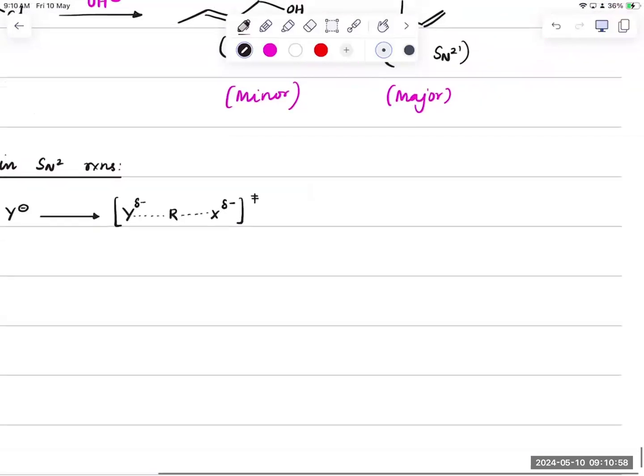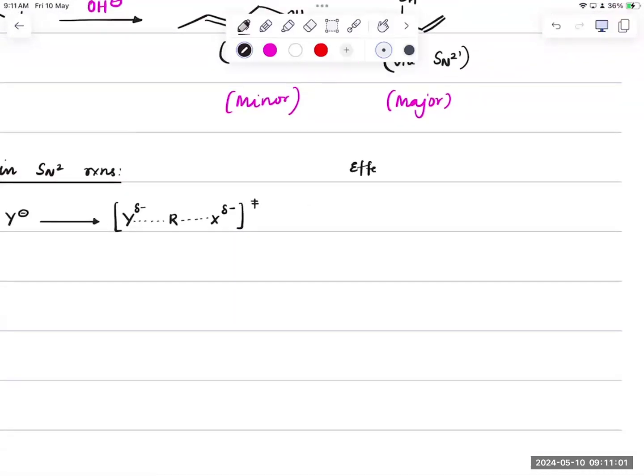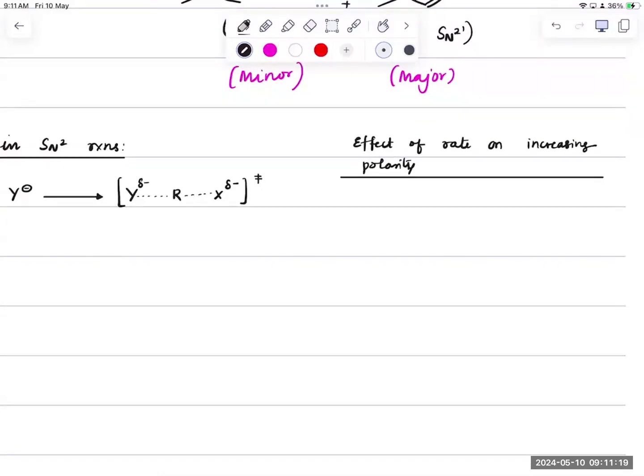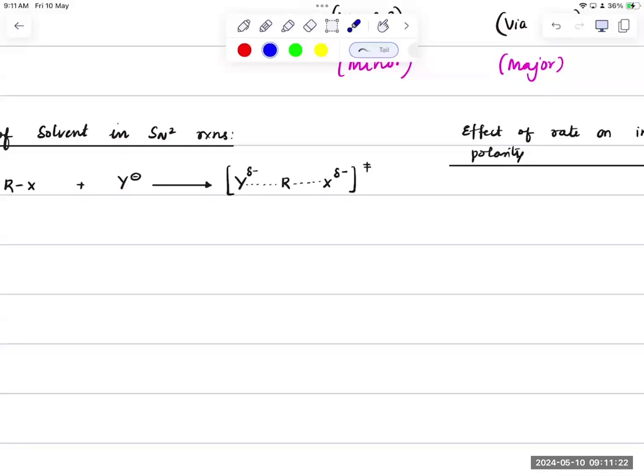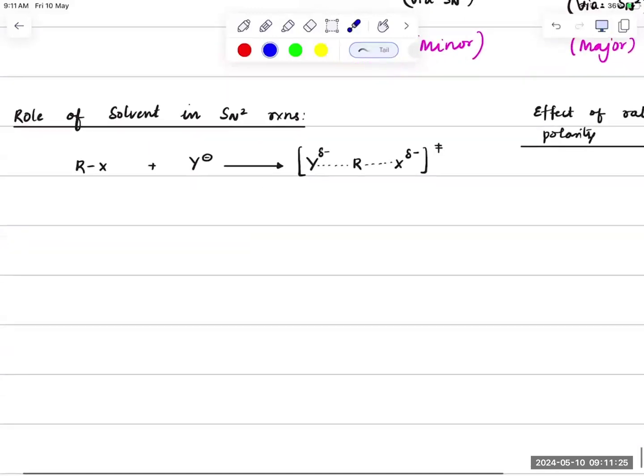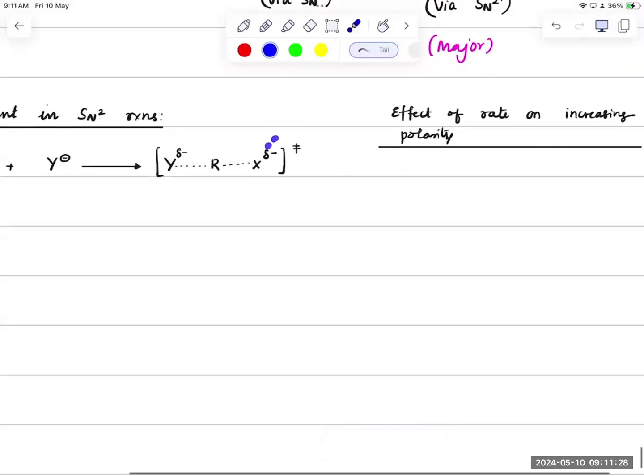Clear? So if I say the effect of increasing polarity on rate, I'm trying to figure out what would happen to the rate as the polarity is increased. Now what would happen in this case? If you increase the polarity, water will start to attack. Let's say polarity, as in water, I'm taking as a reference. Water is highly polar.